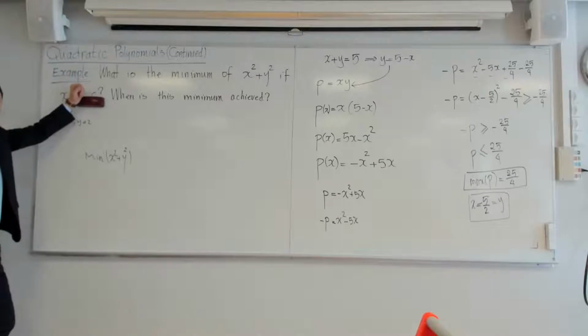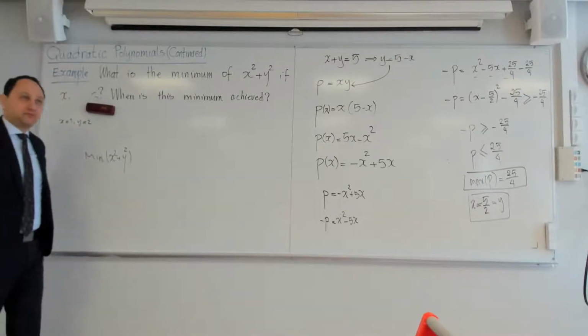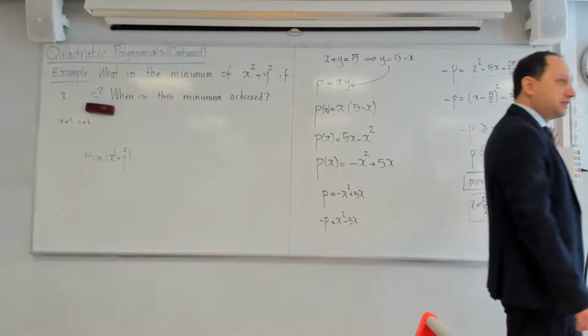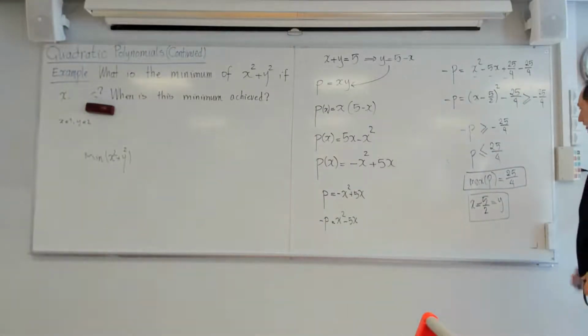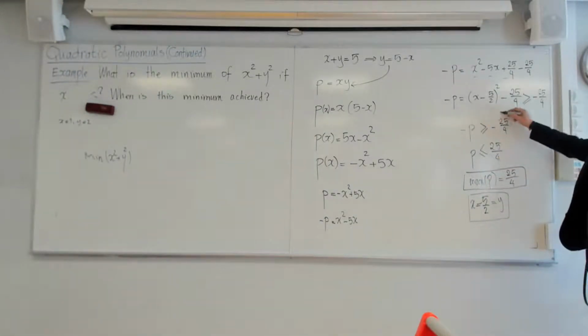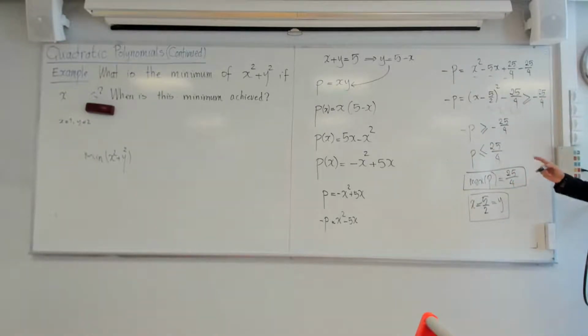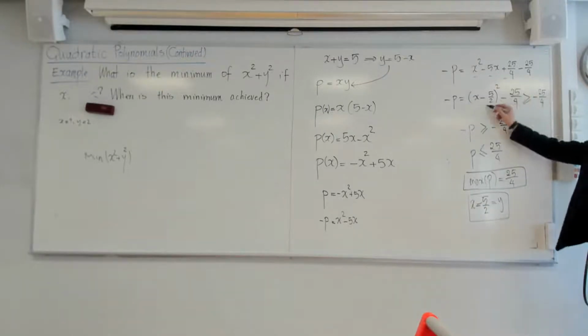Seconds are finishing. No, it's a matter of minutes now. This is, by the way, one part of the lesson. How did you understand that this is greater than or equal to minus 25 over 4? How did you understand that? Because x minus 5 over 2 squared is non-negative, not exactly.